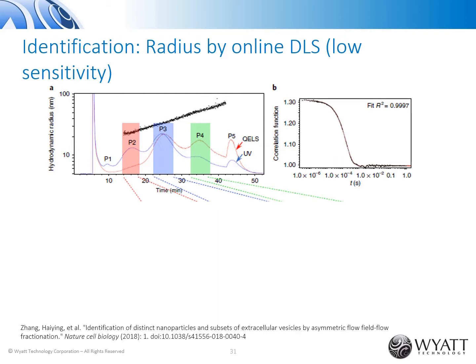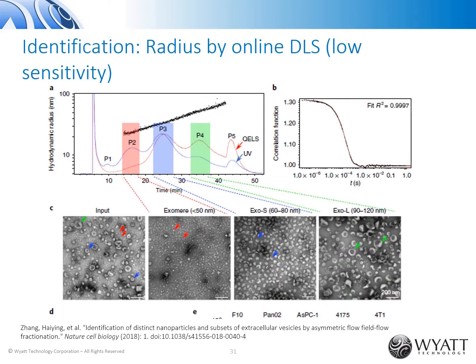Here, a correlation function of one slice demonstrates that at high enough concentrations, DLS will give us excellent results. Here, the electron microscopy pictures confirm the different size and morphology according to fraction. A direct proof that the separation worked well and the size determination from DLS is valid.